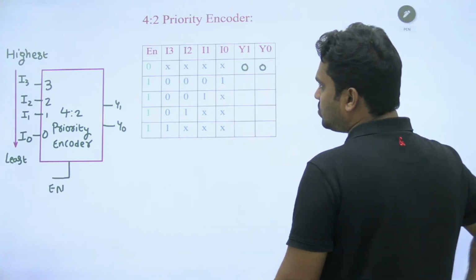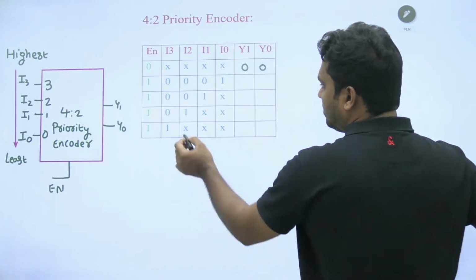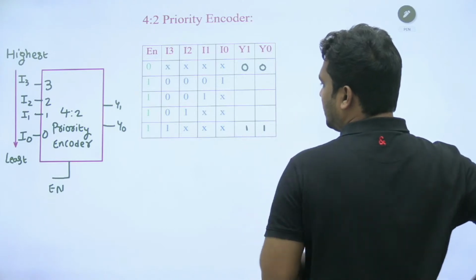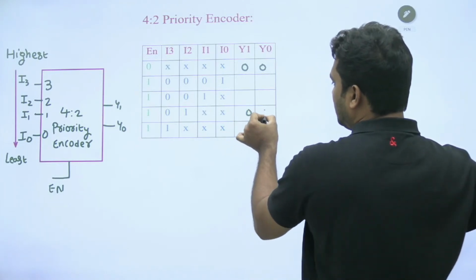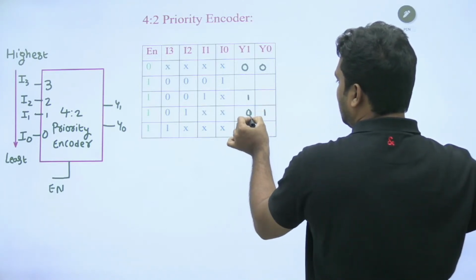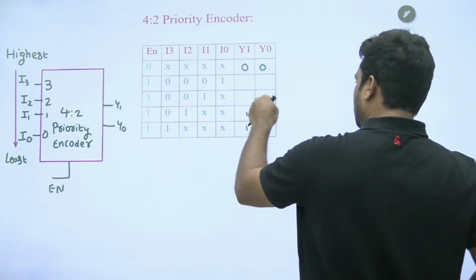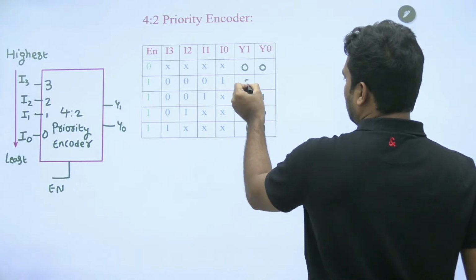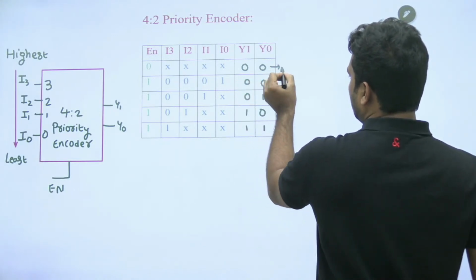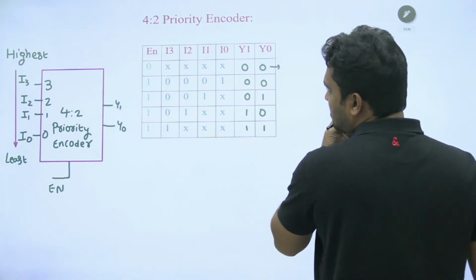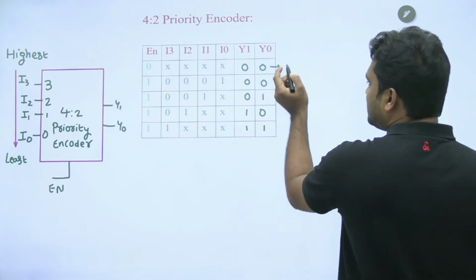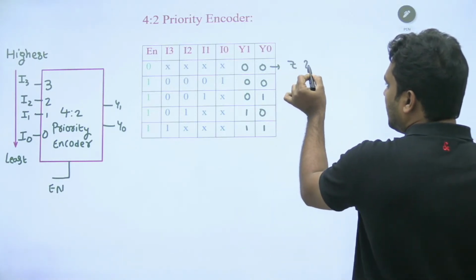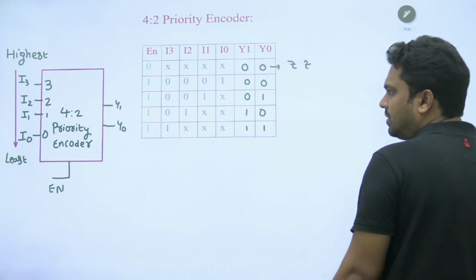When enable is 1, when I3 is 1, that is the high priority, remaining can be anything. When I3 is 0, you get this. So this place may give you a wrong answer. Enable 0 and I0 equal to 1, you are getting the same answer. To avoid that, it can be a high impedance state also. It depends on the design.